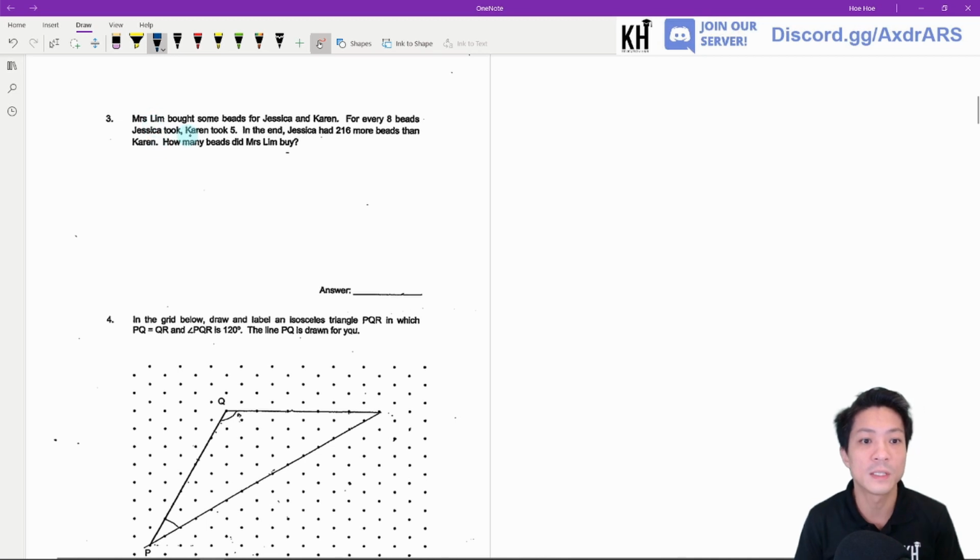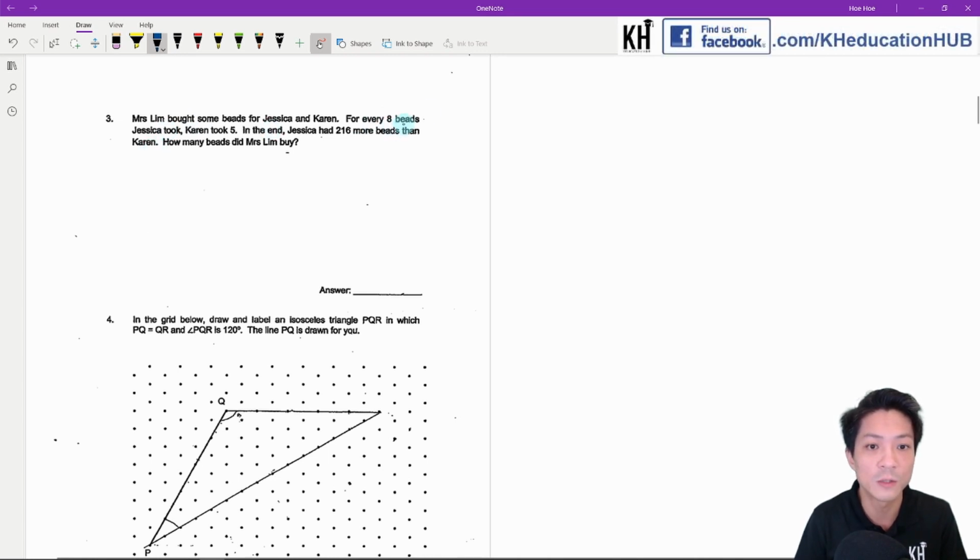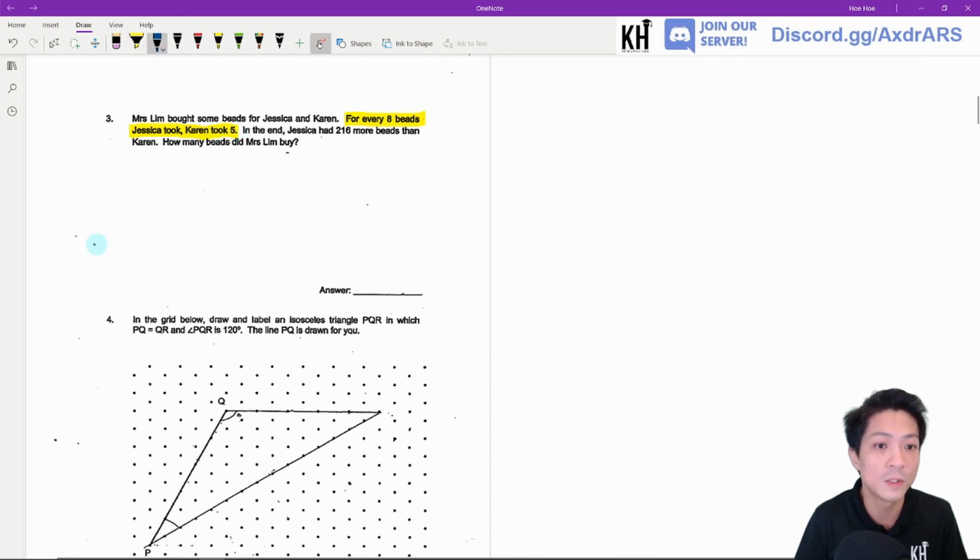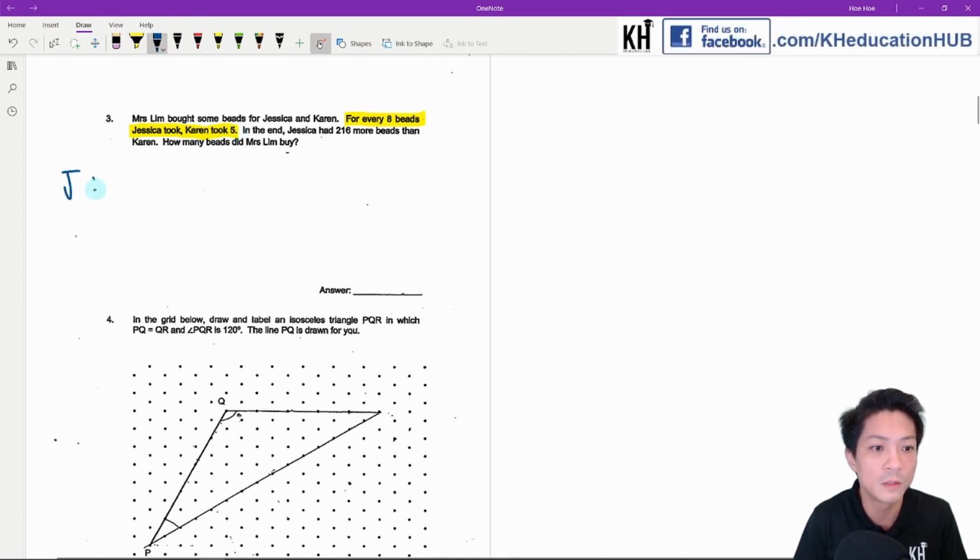Question 3. Mrs. Lim bought some beads for Jessica and Karen. For every 8 beads Jessica took, Karen took 5. In the end, Jessica had 216 more beads than Karen. How many beads did Mrs. Lim buy? Okay, so this sentence over here, for every 8 beads Jessica took, Karen took 5, basically tells you their ratio. Okay, the ratio of the number of beads of J is to K will be 8 is to 5.